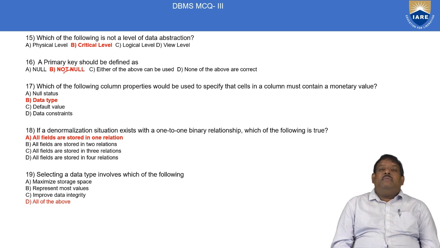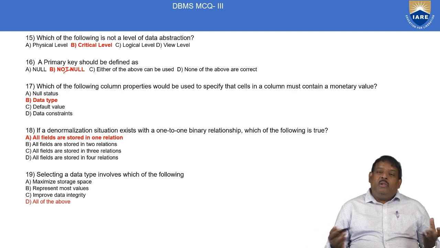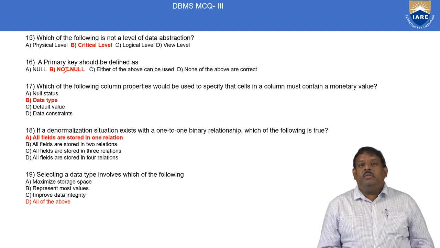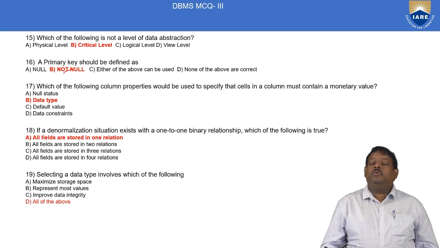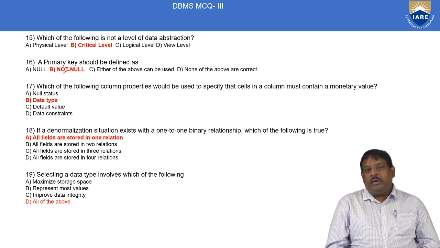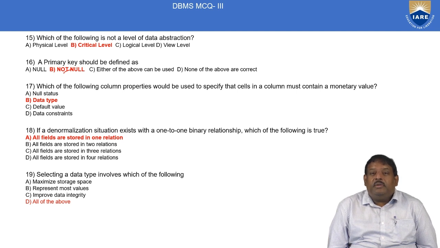Next, if a denormalization situation exists with one to many binary relations, which of the following is true? What is denormalization? It combines all the tables back to form a single table and displays data without using any joins. Denormalization is a process of storing the entire data in one instance instead of having multiple tables. Now the question is, if a denormalization exists with a binary relation, which of the following is true?